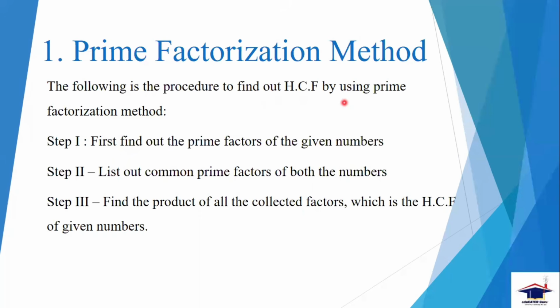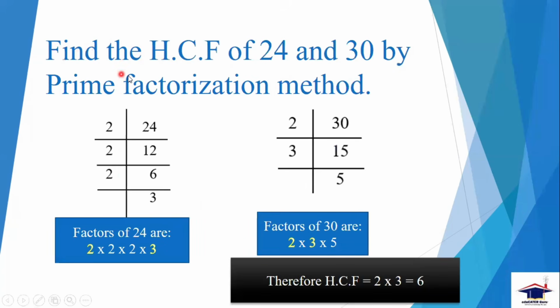I know this is a little confusing, but it is very easy when it is explained with an example. So let me show you a problem or an example for easy understanding. See, here they have asked to find out the HCF of 24 and 30 by using prime factorization method. So, first we'll take number 24. Number 24 is divisible by 2. So, 2 12s are 24, 2 6s are 12, 2 3s are 6. So, the factors of 24 are 2 into 2 into 2 into 3.